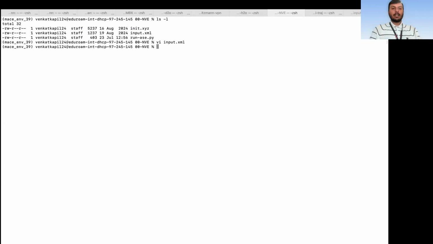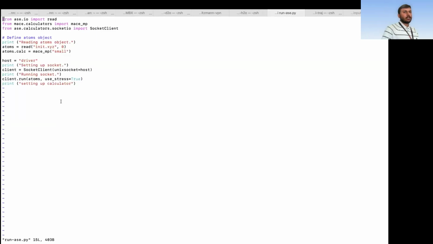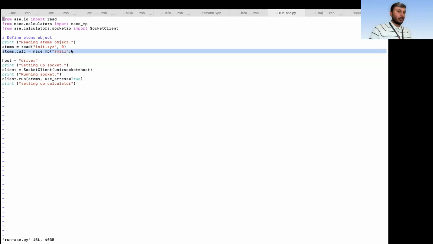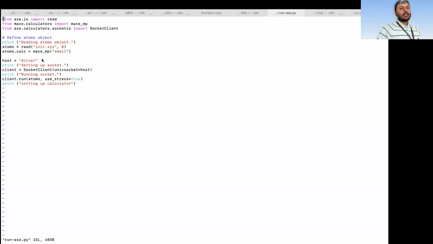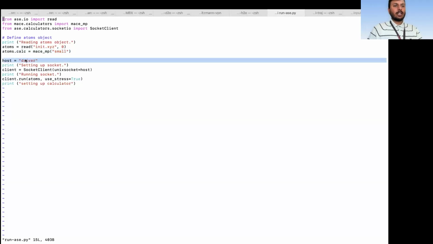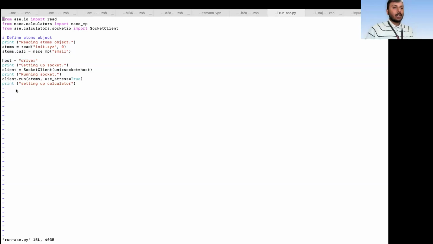And what you need separately is a run_ase.py file. So this is what you do. You use your ASE read files. You can import the MACE-MP default model, or you can also use a model that you've just trained from Ilyes's presentation and just include a path here. And after that, this host, which is driver here, has to be the same as what was specified before. And ASE provides this socket client to be able to connect with servers. So that's all that you need to do.